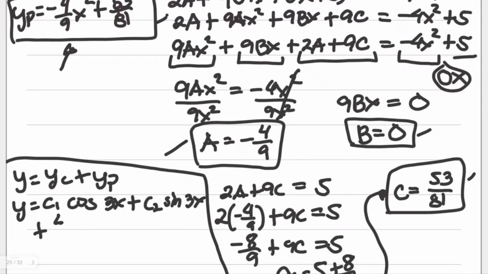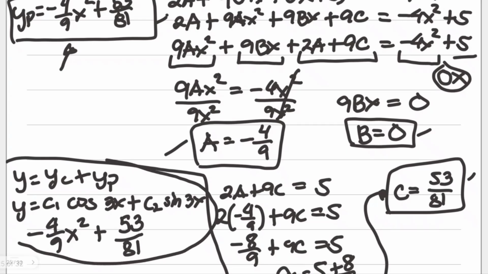Since it's minus, you can simply have automatically minus 4 over 9 x squared and then plus 53. Sorry for that. Let me rewrite it again. 53 over 81. This is the solution of the given equation.